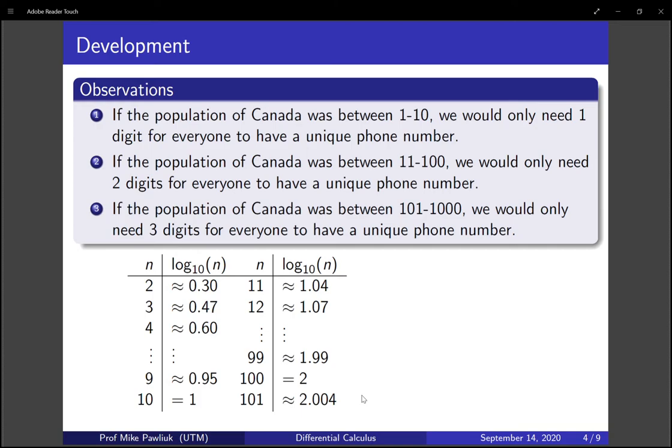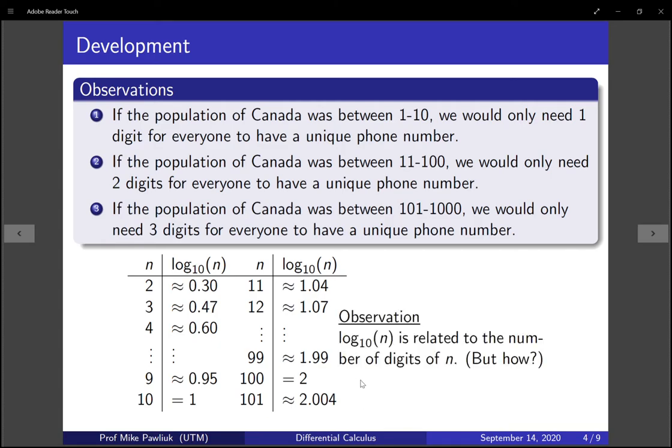And we can see that the answers to these questions above and log base 10 of n are related in some way. But how are they related? How do we know that if the population is between 1 and 10, the answer is 1, but here, we have the numbers 0.3 all the way to 1? See if you can make the relationship between n and the number of digits. Okay, hopefully you've had a chance to think about that.